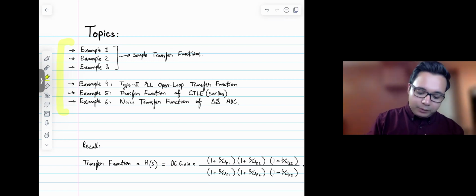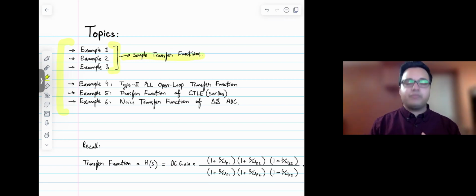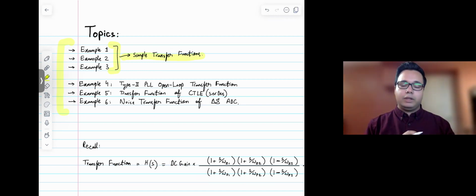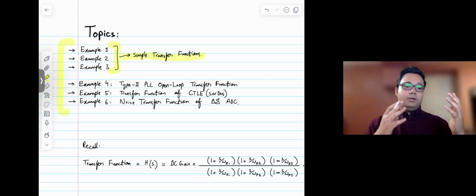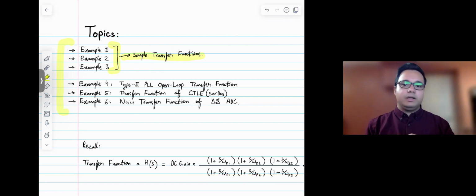So the first 3 examples are very simple transfer functions. The idea is just to warm you up a little bit, and the transfer functions are simple enough that you can just look at them and imagine what the Bode plot would look like without necessarily doing any kind of derivation.